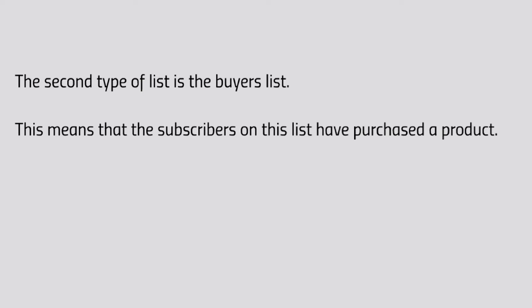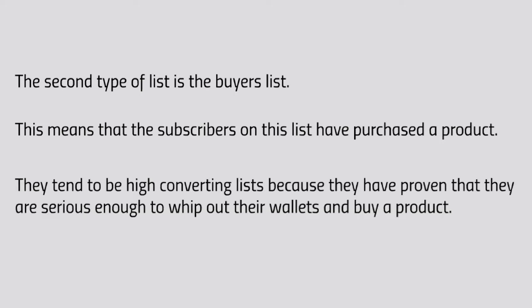This means that the subscribers on the list have actually purchased a product. So say, for example, somebody lands on your sales page. You're selling them something like a $7 or $17 item or whatever price point it is. They buy it and get added to your list. So that is basically a buyer's list. Now, these types of lists tend to be very high converting because they have proven that they are serious enough to whip out their wallets or their credit cards and buy a product.